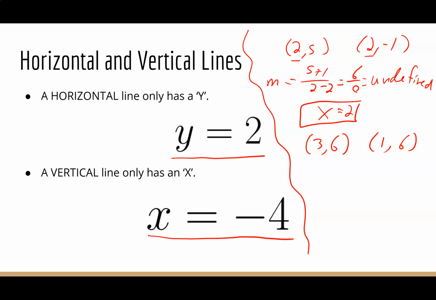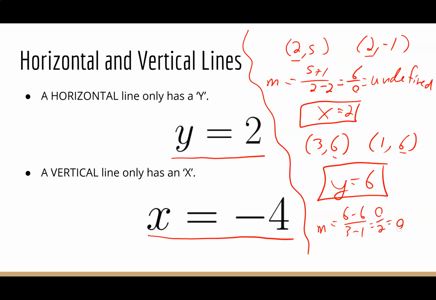Same thing down here. The 6 did not change. So we know our answer is going to be y equals 6. It's the y value, it did not change. If you don't recognize that and try to do slope, let's see, 6 minus 6 on top, 3 minus 1 on bottom, I get 0/2. If a slope is 0, you can't really do point slope formula.